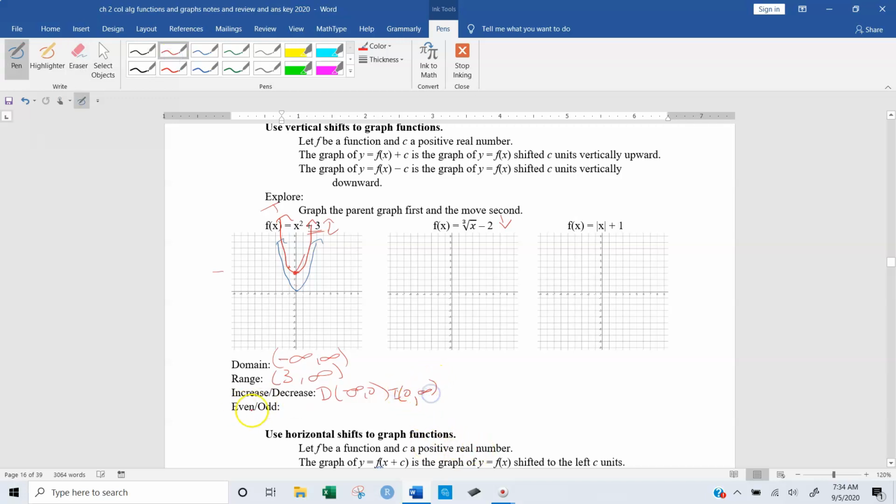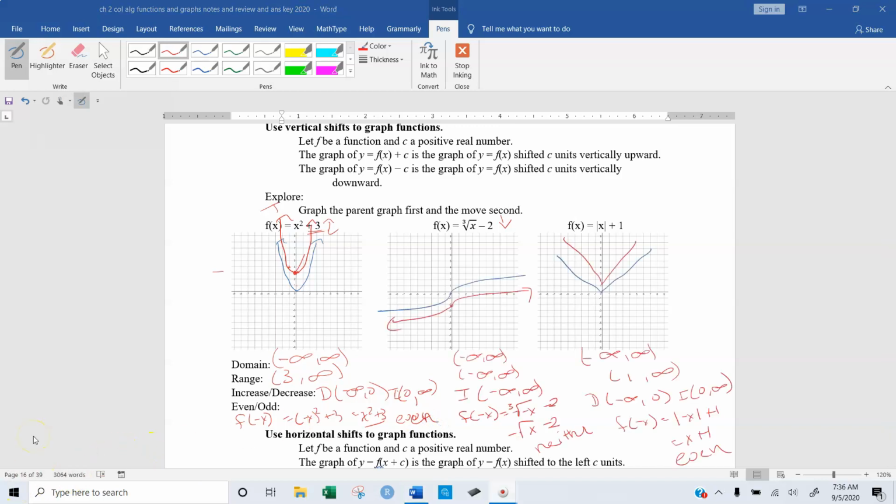And even or odd. So now let's plug in our negative x. So f of negative x is equal to negative x squared plus 3, which equals x squared plus 3. Therefore, it is identical, so it is even. All right, pause and try your 2. Okay, I hope you did well.